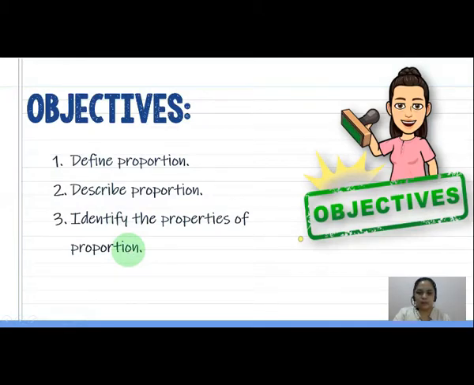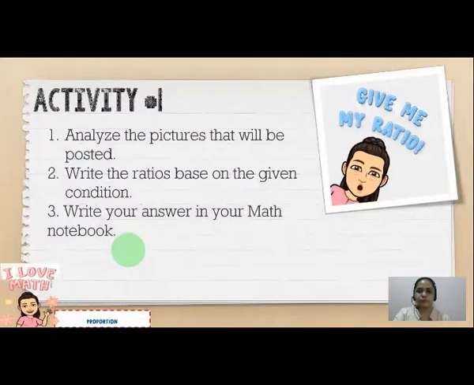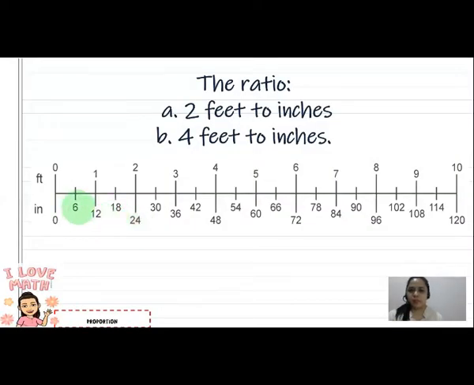Now, for our first activity, let's have "Give Me My Ratio." You're going to analyze the picture that will be posted, write the ratio based on the given condition, and write your answer in your math notebook. For the given number 1, we have a picture here of a ruler with feet and inches. So you're going to get the ratio of A, 2 feet to inches, and B, 4 feet to inches. You may pause this video and write your answer in your notebook.